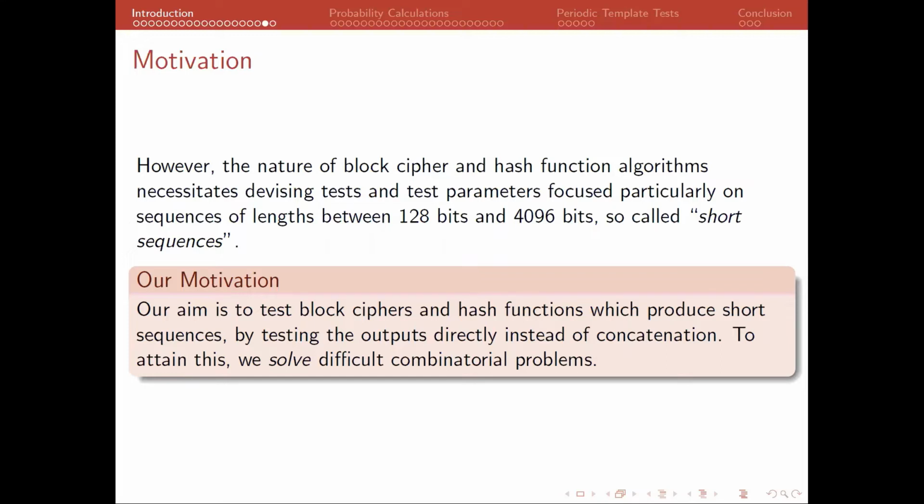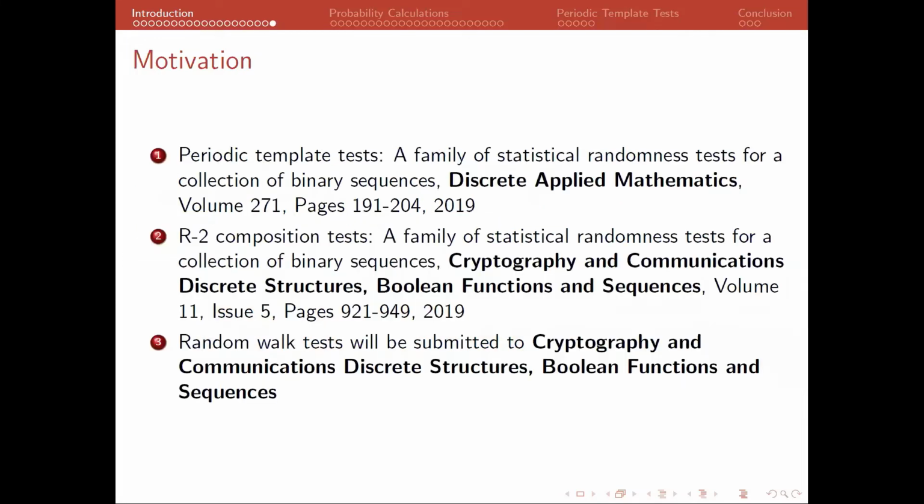But to attain this, we need to solve some difficult combinatorial problems because they are not straightforward. Usually in statistical randomness tests, some approximations are used, but they don't work very well for 128 bits or 2048 bits because they are too short to use approximations. Therefore, we need exact combinatorial formulas. So here are our motivations. And here I will talk about periodic template tests.